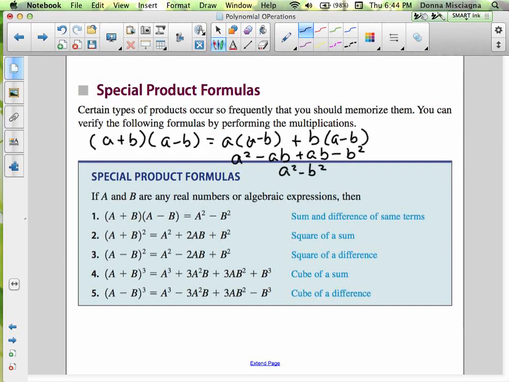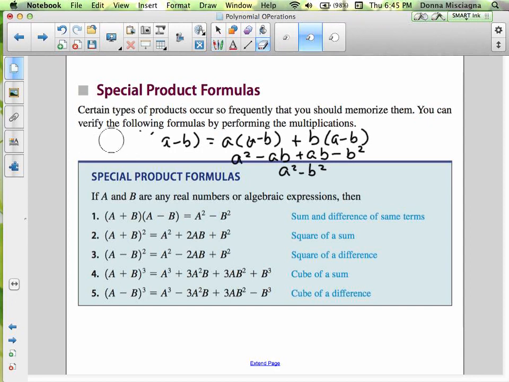So if you're multiplying two expressions that are a sum and a difference using the exact same terms, then you will end up with the first value squared, a squared, minus the second value squared, b squared. And if you think backwards, this is a difference of squares. If we were factoring it, we'd have square root plus square root times square root minus square root. So if we were factoring, we'd end up with that.